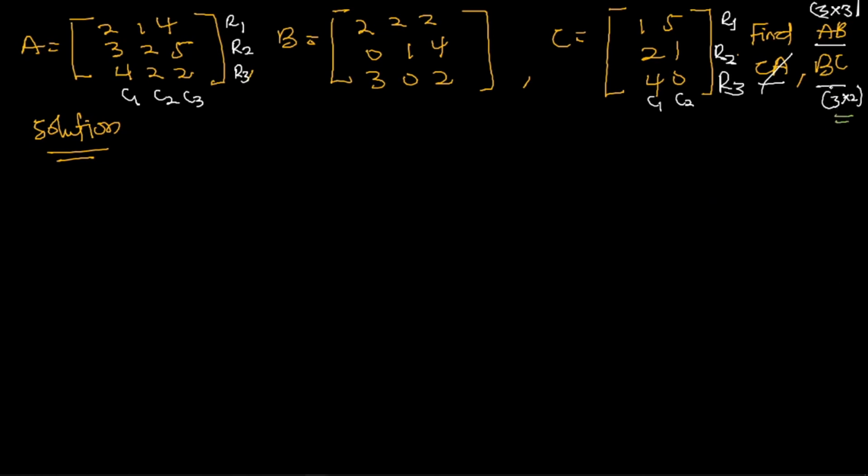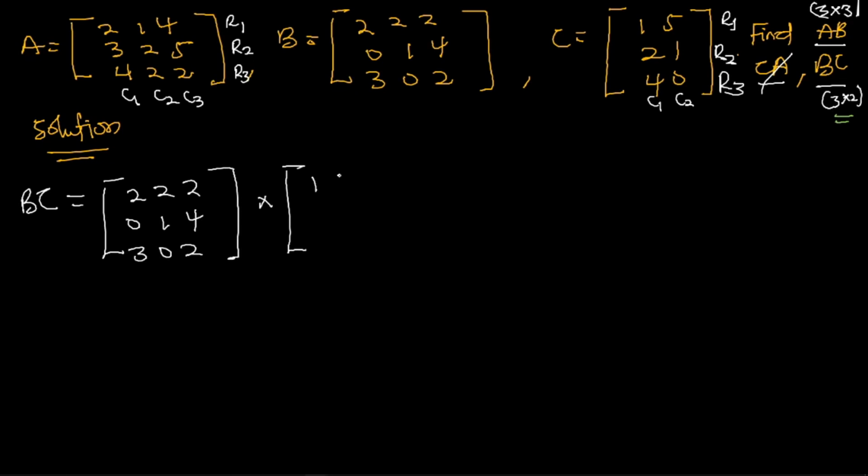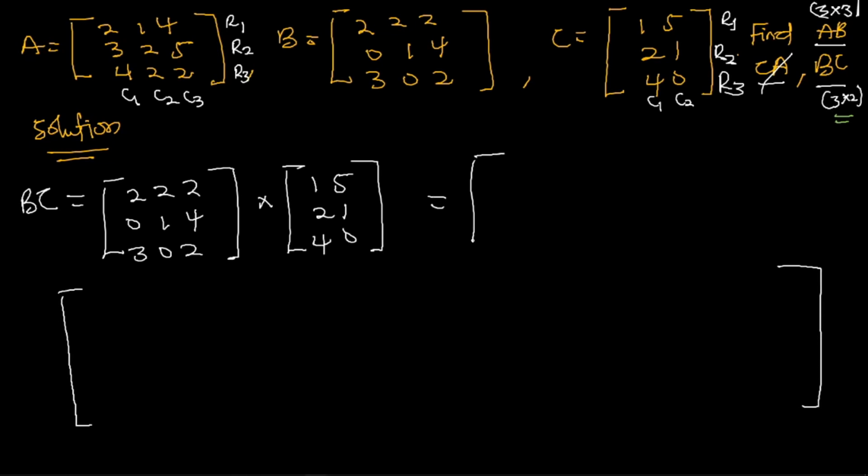Alright, so let's find matrix B multiplied by C. So matrix B is 2, 2, 2, then we have 0, 1, 4, 3, 0, 2, multiplied by matrix C, which is 1, 5, 2, 1, 4, 0. Okay, so let's do the multiplication somewhere here, and then we write our final answer here.